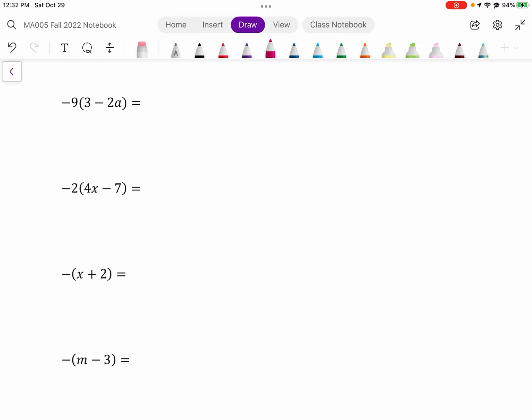All right, so I'm going to use colors a couple more times. So I've got negative 9 times 3. And then I've got, now this one's a little tricky, negative 9 times negative 2a. So hopefully you can see what's going to happen with those negatives. And we get negative 9 times 3 is negative 27. Negative 9 times negative 2a is plus 18a.